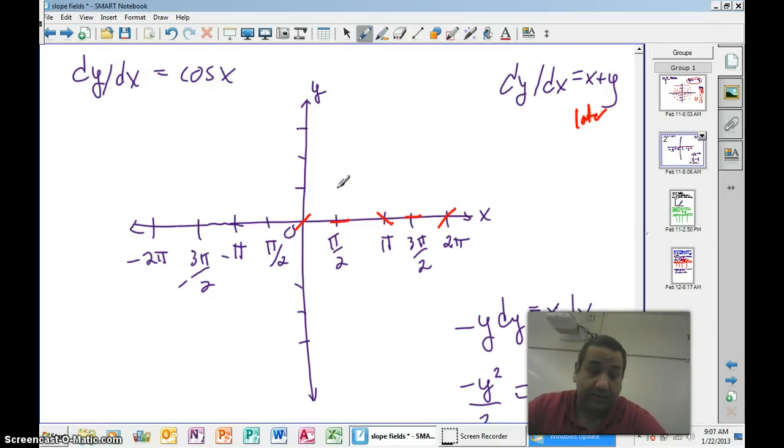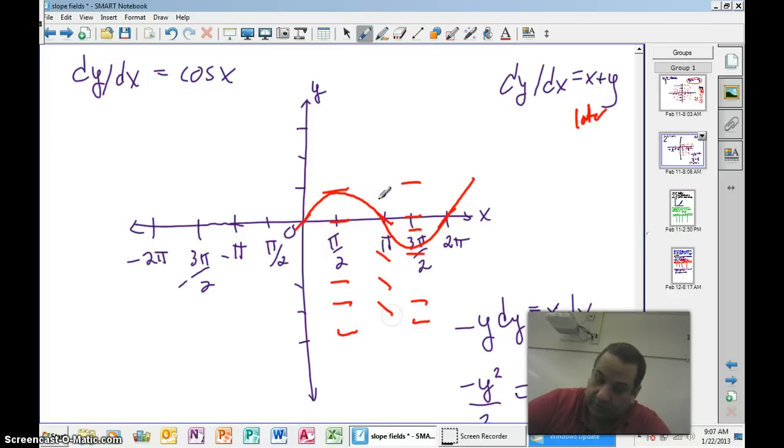If I go pi over 2 comma whatever, there's no y involved, but you can see from the slopes and maybe just a little bit knowing about the cosine that the graph kind of looks like that and follows the slopes. The slope up here would be 0. Everywhere here would be 0. Everywhere here would be 0. Everywhere here would be this. Okay? And that's how it's going to work. Everywhere here would be 1.